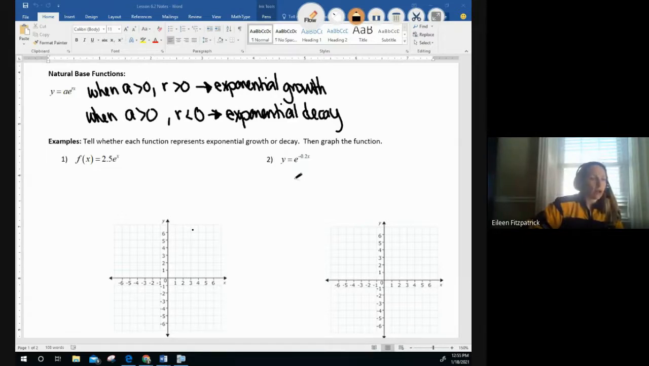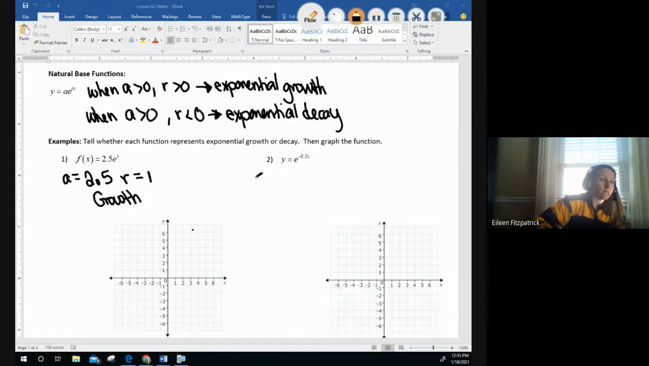And we are going to be graphing using our graphing calculators. So the first thing I want you to just get used to is listing the a and the r values. So a is 2.5 and r, the r value up in the exponent with the x, is a 1. All right, so since r is greater than 0, I know that this is growth.